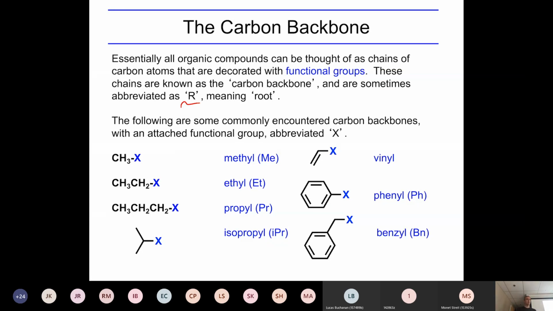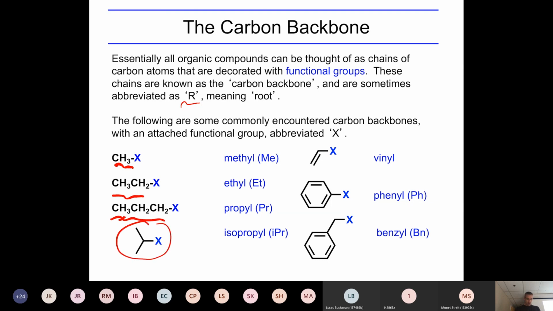And these are some common carbon backbones or groups that we often see. We give special names to a lot of these. We have CH3 with something attached. Let's say the something attached was an OH or some non-carbon group. Say it was NH2. We would call the carbon part of this molecule methyl. If you have 2 carbons in a row, CH3, CH2, ethyl. And if you have 3 of them, we call it propyl.